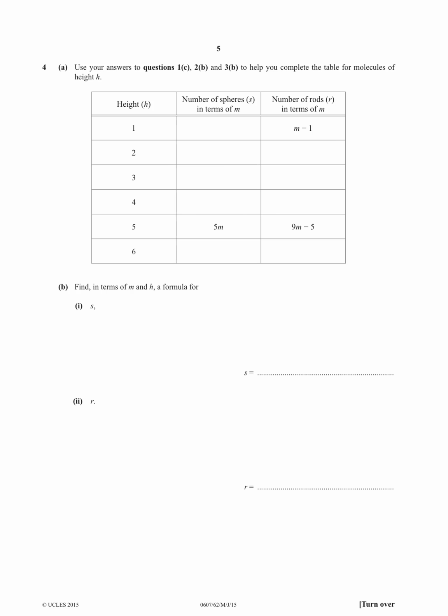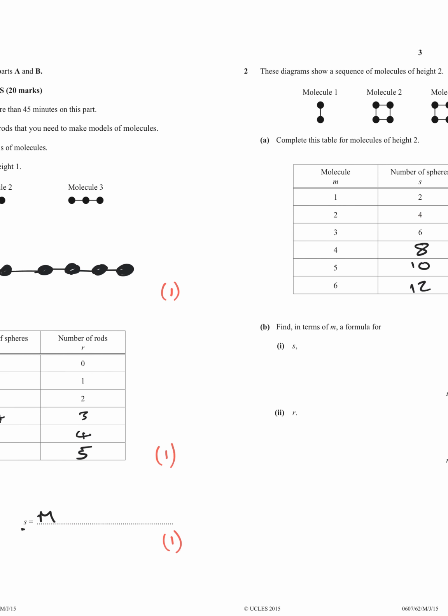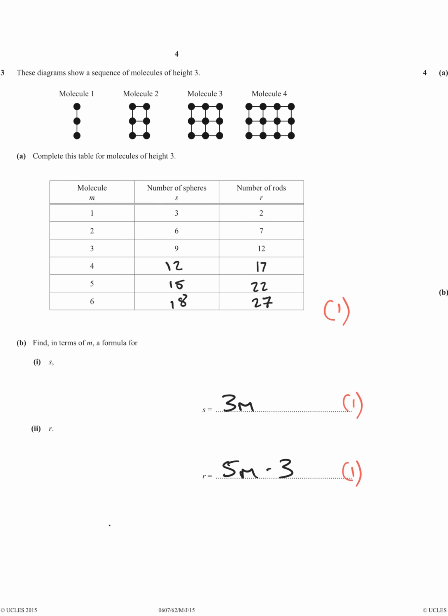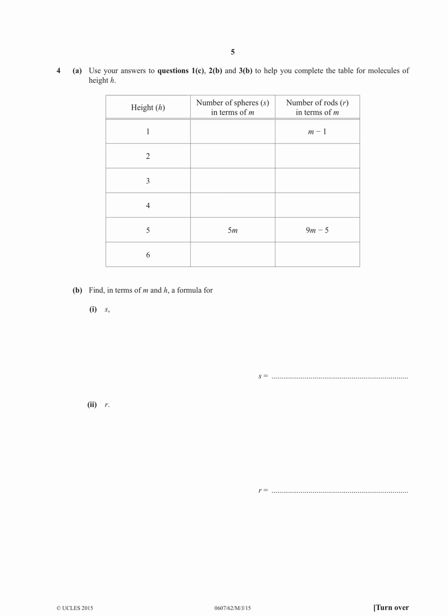Okay, right, now things are starting to look a little bit more complex. We're adding another layer of what's going on. So let's just look at the advice it gives us. It says to use my answers in questions 1c, 2b, and 3b to help complete the table for molecules of height h. Okay, so height h is 1. Now, let's go back. If height h was 1, that's back here, right at the very start. And, okay, so that's the first page I need to look at in a second, but what's it actually asking for? S in terms of m, first of all.